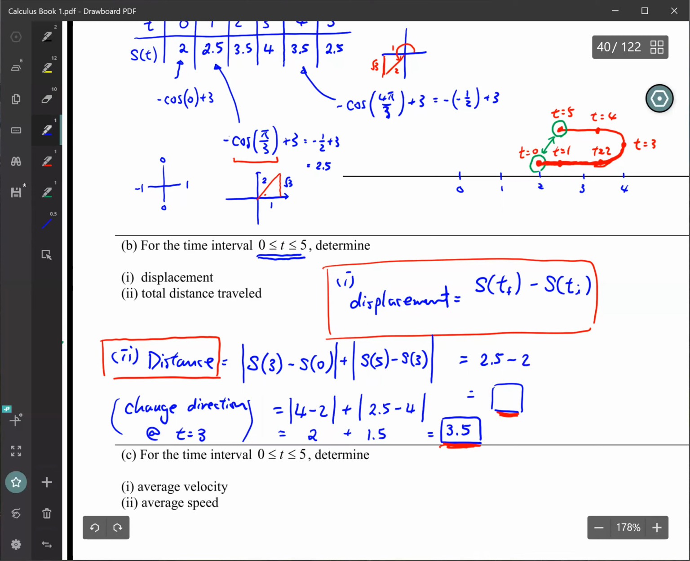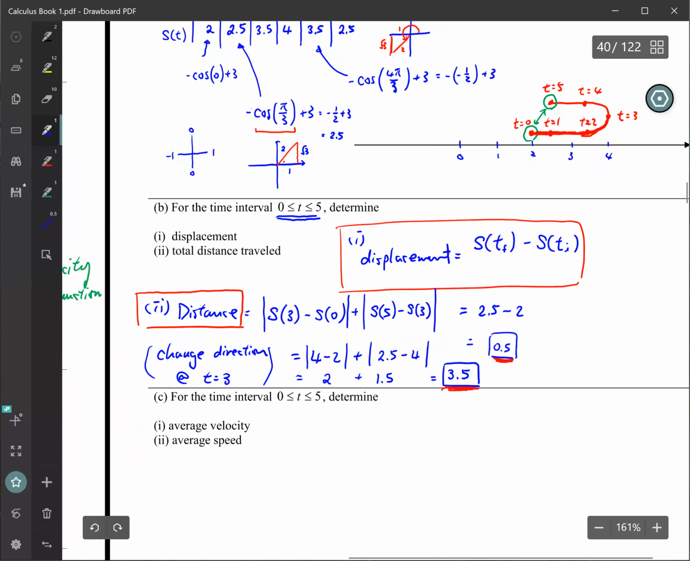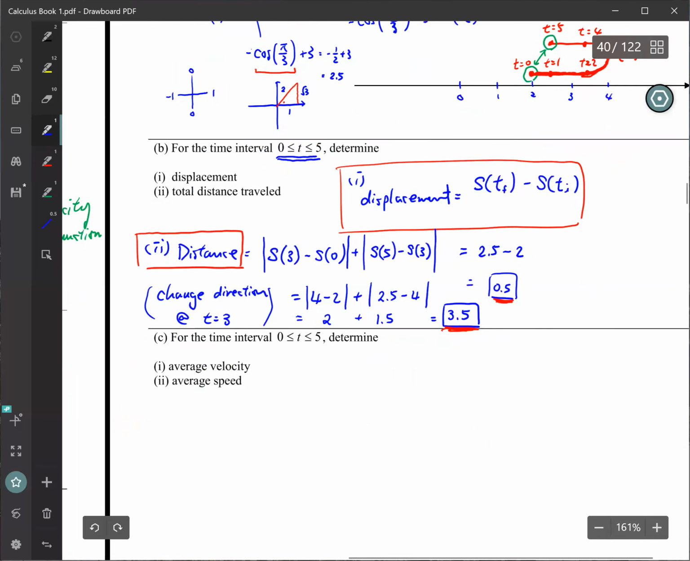Okay, 2.5 minus 2, 0.5. Okay, so you only differ by 0.5 in position, right? So that's correct now. Okay. Any other mistakes? Okay, so displacement is 0.5, and this distance is 3.5. Let's look at the next one now.